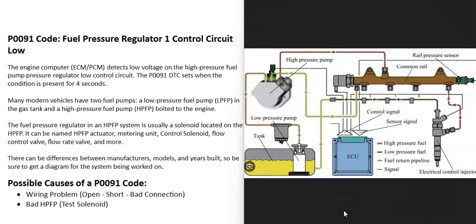Well, basically many modern vehicles these days have two fuel pumps. There's going to be a low pressure fuel pump inside the gas tank, and then bolted to the engine, there's going to be a high pressure fuel pump that's sending high pressure fuel to the fuel rail and to the injectors. But when you get this P0091 code, the computer's seeing a problem inside the system, mainly with this fuel pressure regulator, and so it's got to be troubleshot to know why.